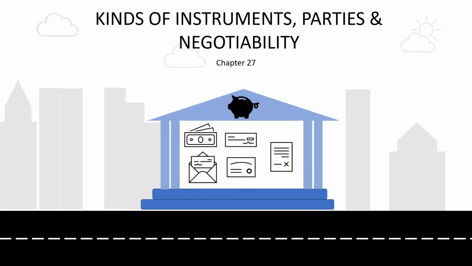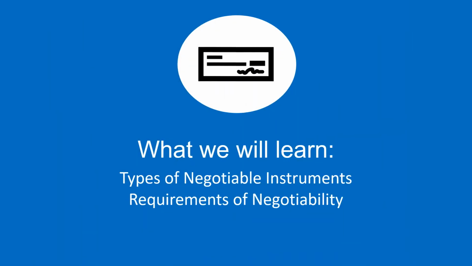Kinds of Instruments, Parties, and Negotiability, Chapter 27. In this chapter, we're going to learn the types of negotiable instruments and what is required in order for an instrument to be negotiable.